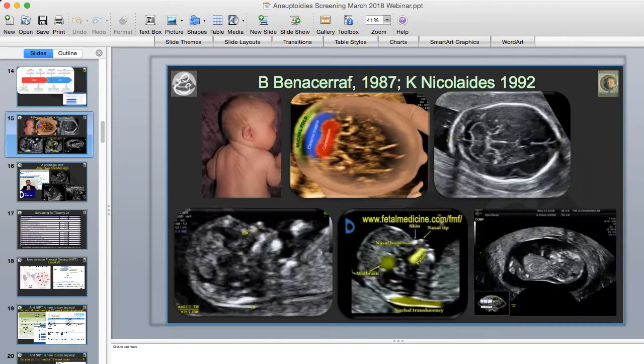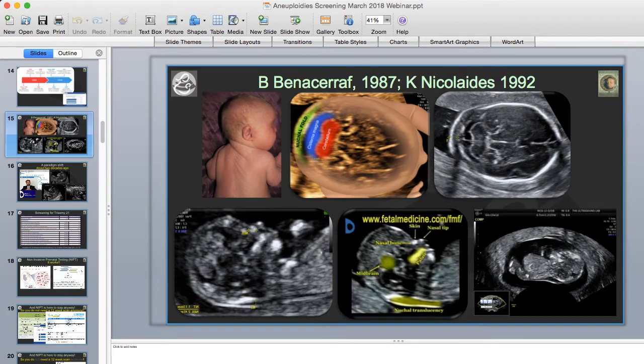The evolution of ultrasound is shown here on this slide, and Beryl Benacerraf from the US showed us in 1987 that the nuchal edema was shown here, as we see here, which is the green area, and that measurement was taken from the back of the skin. That is, the outer margin was the outer margin of the skin, and the inner margin was the surface of the occipital bone. And this was called the nuchal fold, and is still called the nuchal fold, and remains one of the most important signs in the second trimester evaluation for aneuploidies.